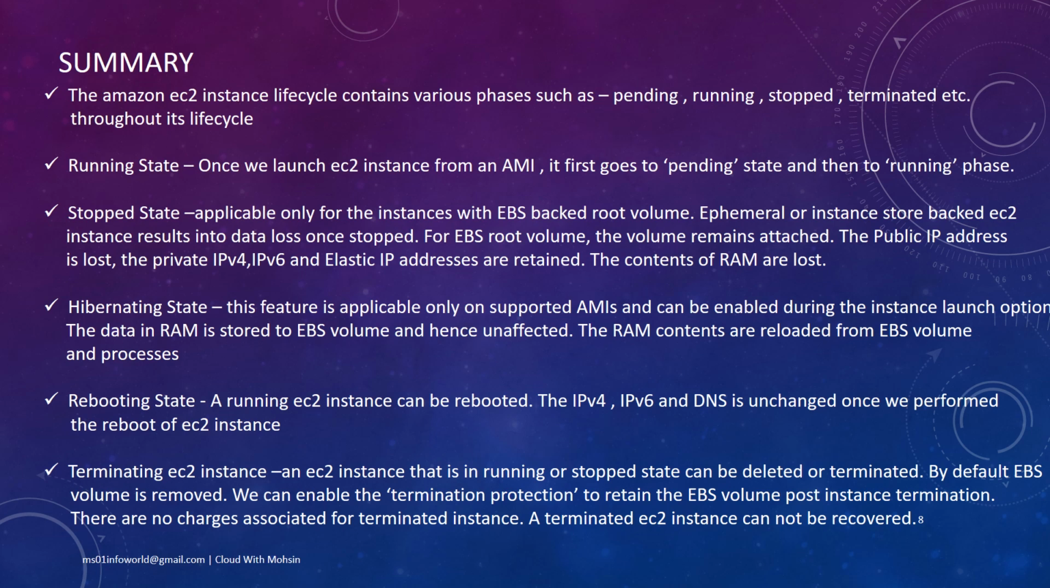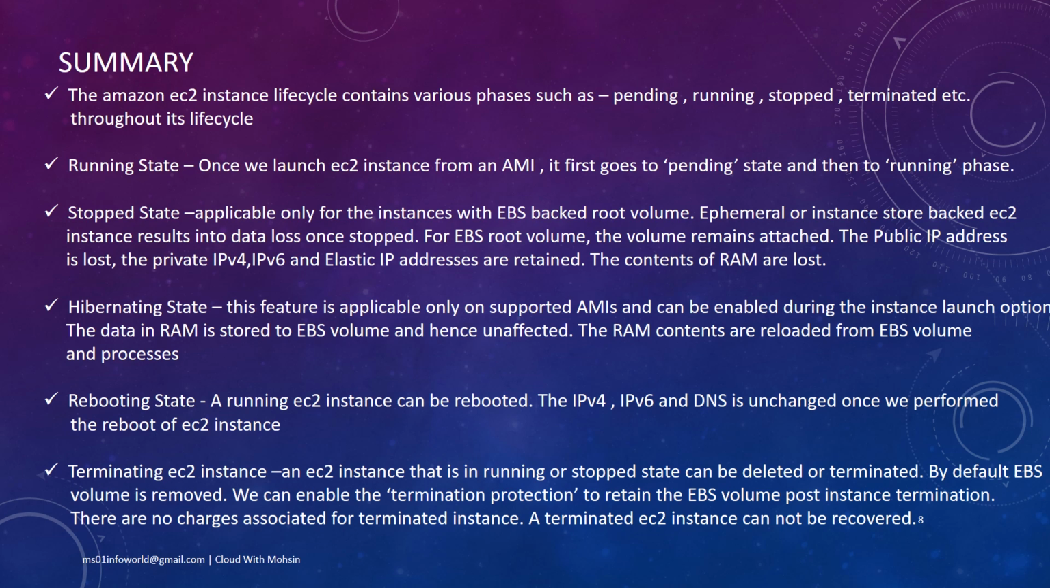Now let's talk about the hibernating state that we covered today. This feature is applicable only on supported AMIs, and it can be enabled during the launching phase. The data in the RAM is stored on the EBS volume, and hence it is unaffected. Once the EC2 instance has been hibernated, the RAM contents are reloaded from the EBS volume, and all those processes that were there get resumed.